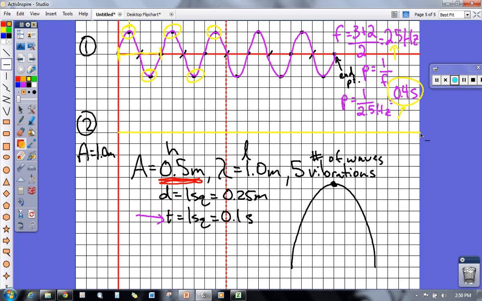Okay, you do the same steps. Then you do your dots, your dashes, then you do your amplitude, define crest and trough, connect your dots, and then calculate your frequency and your period. Alright.